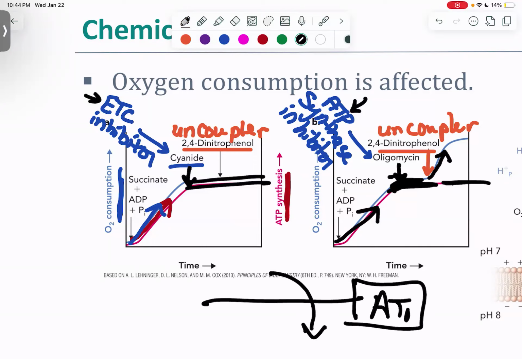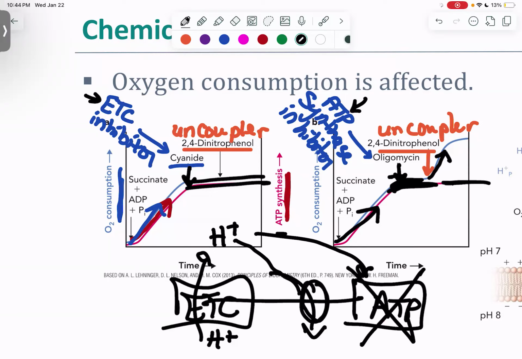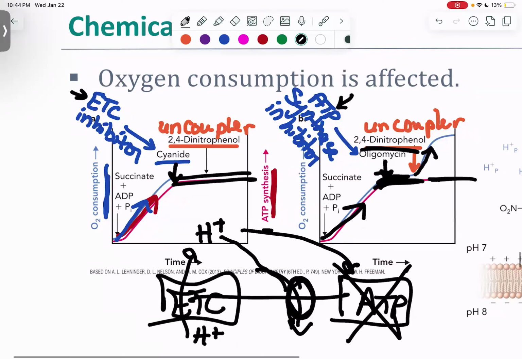This was my ATP synthase, right? And this was my electron transport chain. The protons are moving up in here, and usually they have to go through my ATP synthase complex. But if I add my oligomycin, the ATP synthase complex won't work. So the protons would have to go through this uncoupler, 2,4-dinitrophenol, in order to allow the mitochondria to keep running, basically.